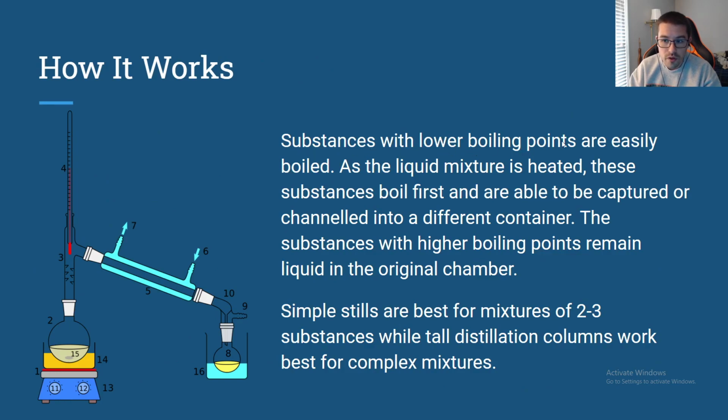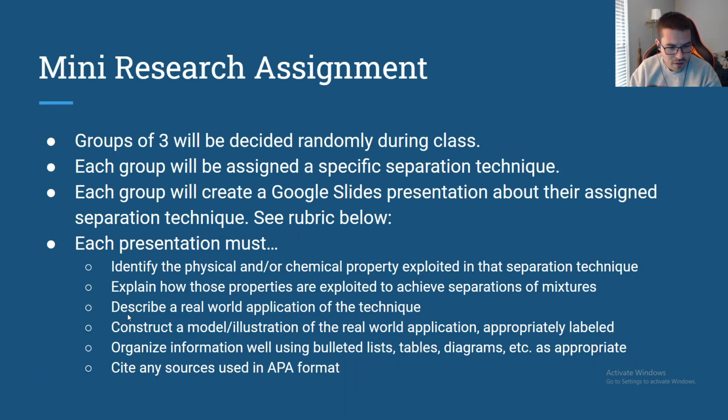Substances with lower boiling points are easily boiled. As the liquid mixture is heated, these substances boil first and are able to be captured, and so on. The substances with higher boiling points remain liquid in the original chamber. Okay, so I've referenced the specific physical property in my explanation of how this works. All right. Then we get to the real-world application and the model.